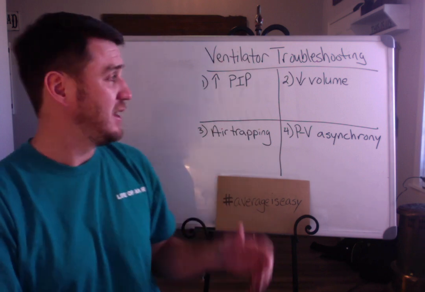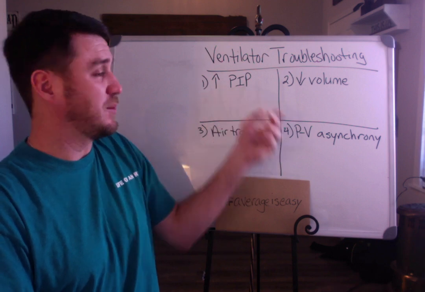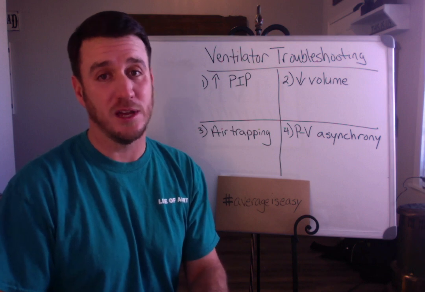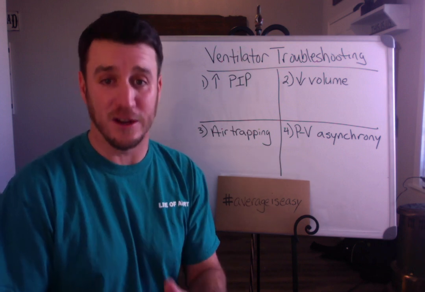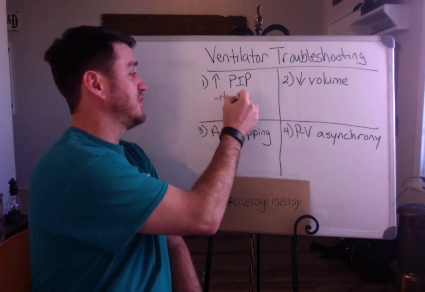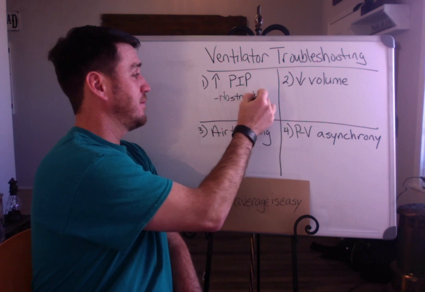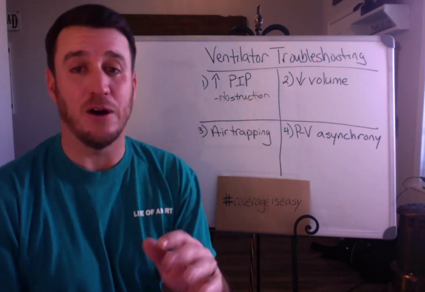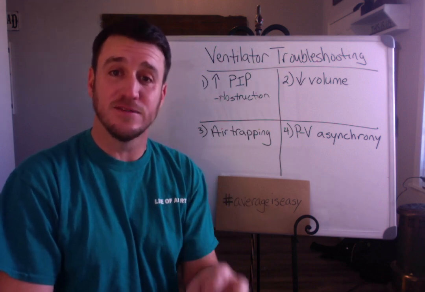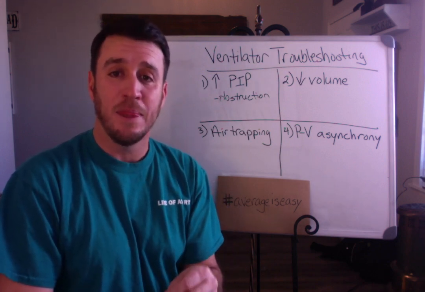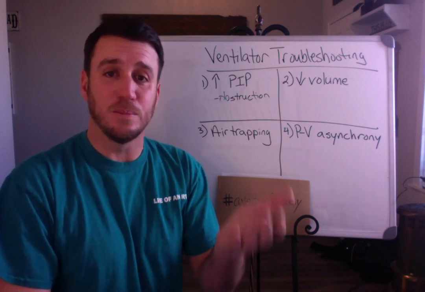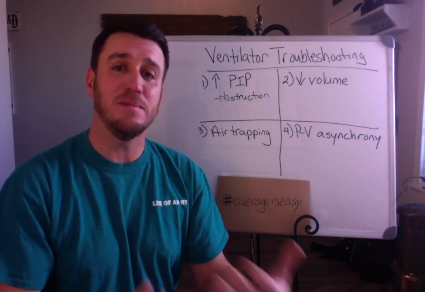So let's just talk about it. Increase in peak inspiratory pressure. What would cause this to go off? Well, it's very simple, okay? It's actually very, very simple. And the answer here is any type of obstruction. Now, obstruction can be very vague, and it is very vague. But you need to understand that any type of obstruction is going to increase your peak inspiratory pressures. What do you mean by obstruction, Joe?